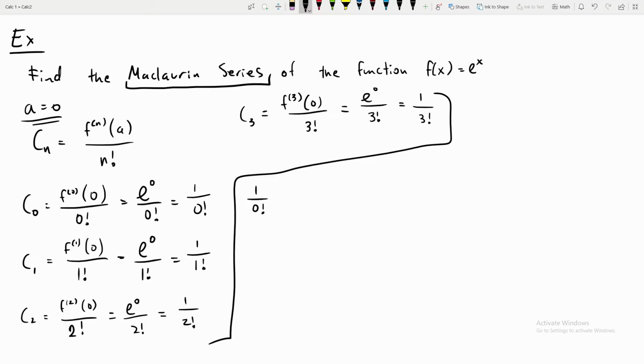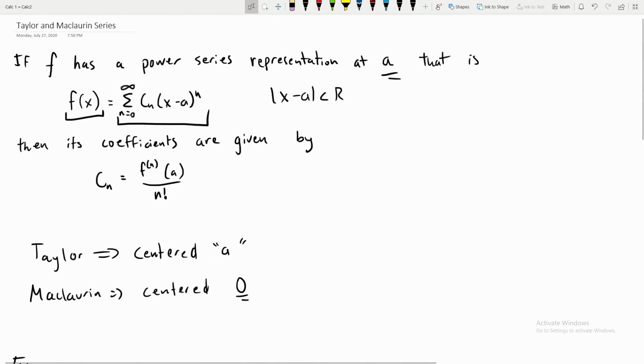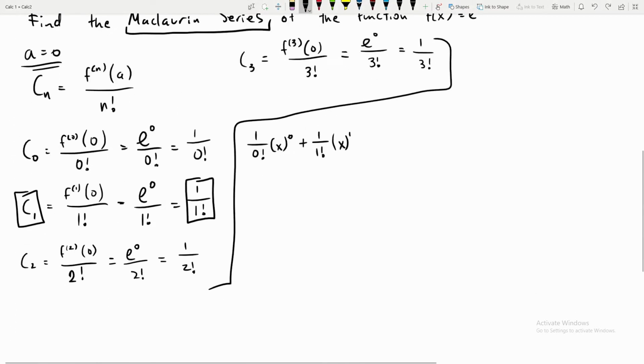So we have 1 over 0 factorial, and then obviously this is going to be x to the power of 0. I'm going to leave this here, but just note that it is there, even though it's not often written. Then the next term for c1 is going to be 1 over 1 factorial. I'm plugging this term in, and it was equal to this value. So that's the coefficient. And then we're going to have x to the power of 1. Why? Because we are keeping this chunk right here. So x minus a in this case is x minus 0 because it's a Maclaurin series. And then we have n. In that case, we were doing c1, so n was 1. That's why we have x to the 1.